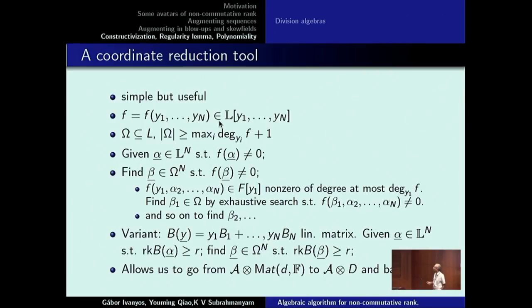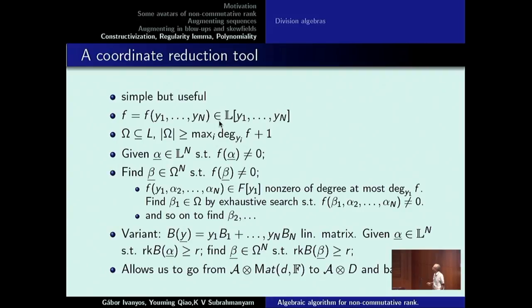This is really inspired by, I suppose, Schwartz-Zippel. Suppose I have a polynomial F over a field L, and suppose I know an alpha, an instantiation of y1 to yn, so that F of alpha is not zero. Then if I have a subset of L which is large enough, I can find elements inside the subset itself so that when I instantiate them by elements in the subset, F continues to be non-zero. And this is really Schwartz-Zippel. You plug in, and look at y2 to yn now.